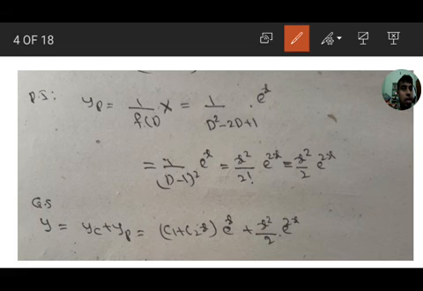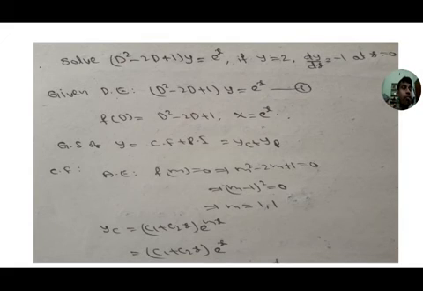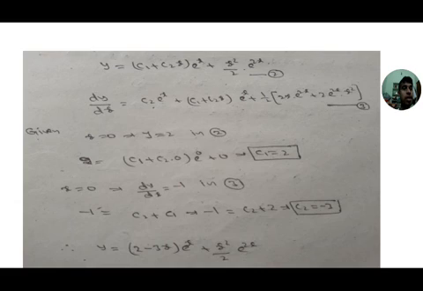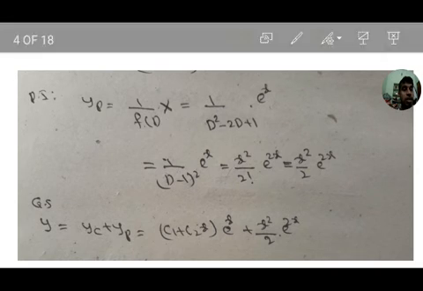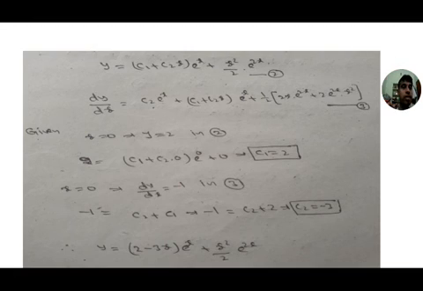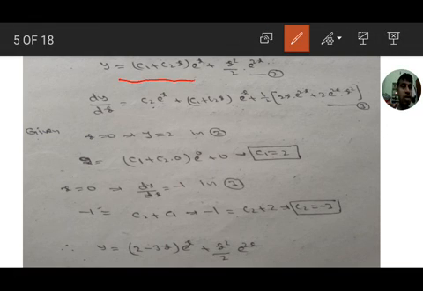But here it is not only general solution, it is initial value problem. It is given y equal to 2, dy by dx equal to minus 1, x equal to 0. Means when x equal to 0, y equal to 2, and when x equal to 0, dy by dx equal to minus 1. Using these initial conditions, we need to find the constant c1 and c2 value. So in the general solution, take it as equation 2, y equal to (c1 plus c2x) e to the power of x plus x square by 2 e to the power of x.